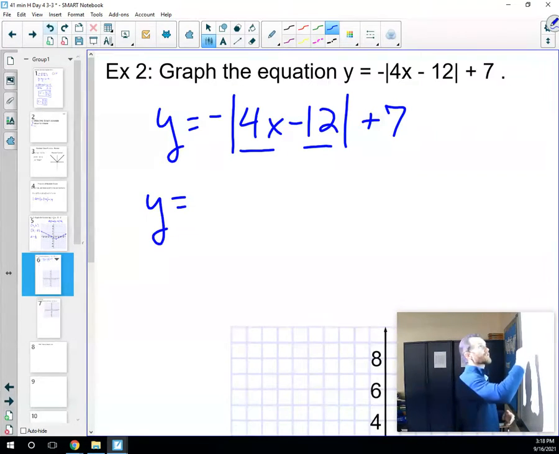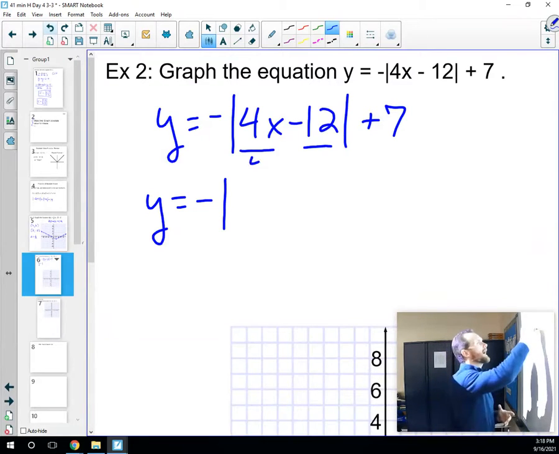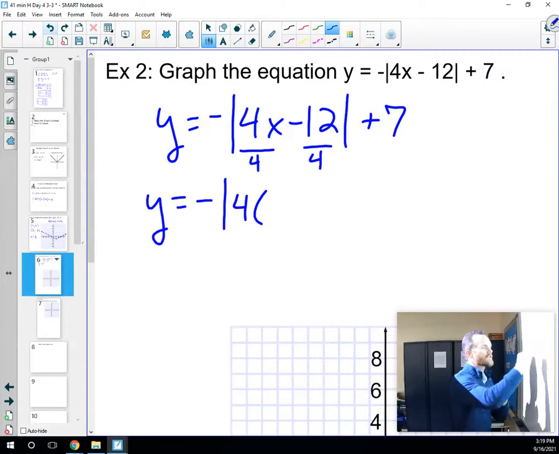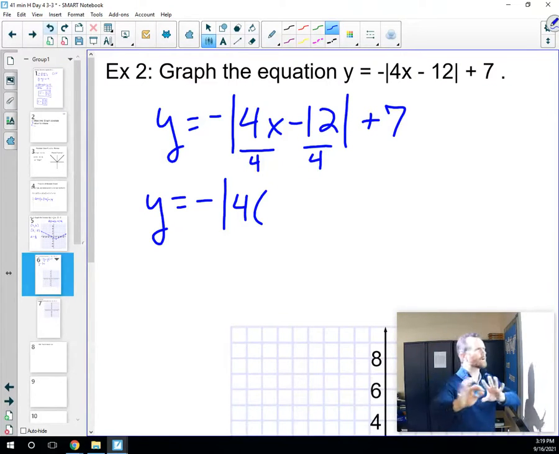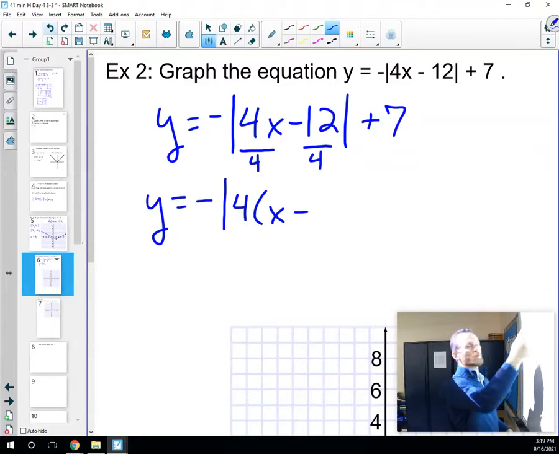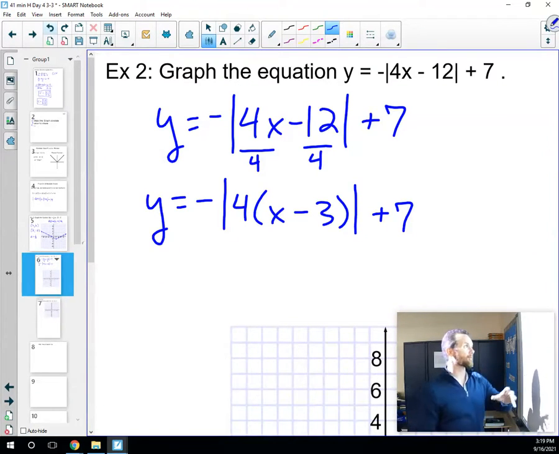So the y equals comes down, the minus, the absolute value, all that comes down. But we're going to divide these two by 4. We're going to divide a 4 out in front of these parentheses we're going to create. Now, here's a little trick, ladies and gentlemen. Actually, I'm going to wait on that. Spoiler alert: 4x divided by 4 becomes x, minus 12 divided by 4 becomes 3, and the plus 7 comes down.